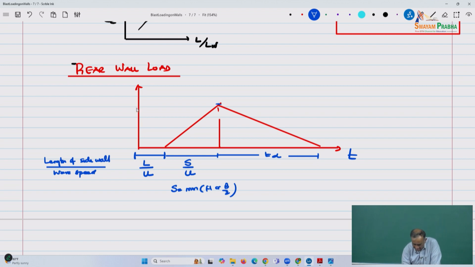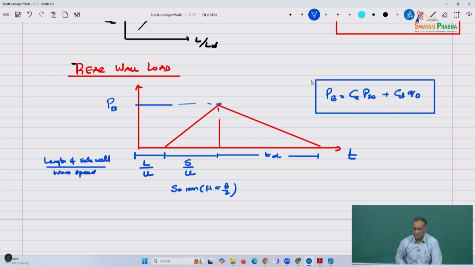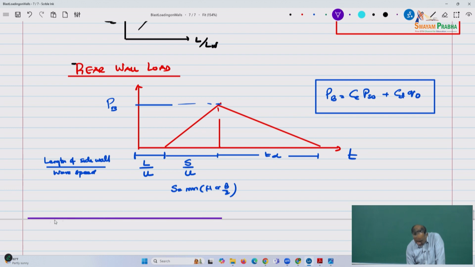And the peak value, let's say for the back wall, PB, is CE PSO plus CD Q naught. So you see there is a pattern. Looks like that's the end of the page. So we'll stop with that, and when we come back, we'll take up problems in both.